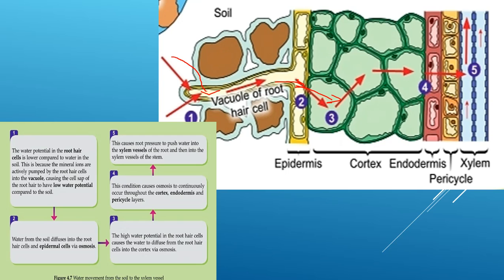Okay, this condition causes osmosis to continuously occur throughout the cortex and then to endodermis and then to pericycle. Okay, to pericycle layer. So this will cause the root pressure to push the water into the xylem vessel of the root and then xylem vessel of the stem. So itulah yang berlaku, bagaimana cara air itu masuk daripada soil masuk ke dalam root hair cell.